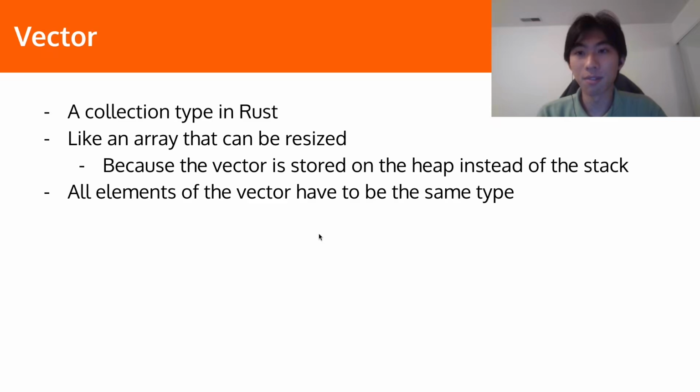Now we'll be talking about vectors. Vectors are a collection type in Rust, and they work like an array that can be resized. This is the case because under the hood, the vector stores its array on the heap instead of the stack. And similarly to arrays, all elements of the vector need to be the same type.